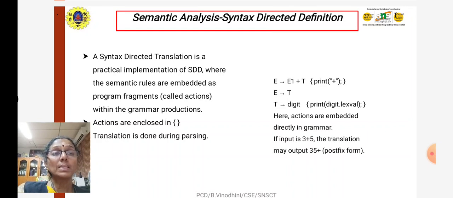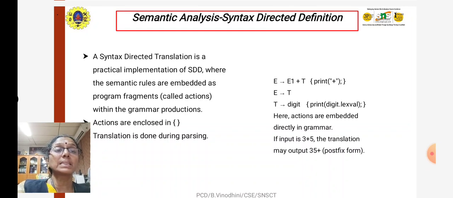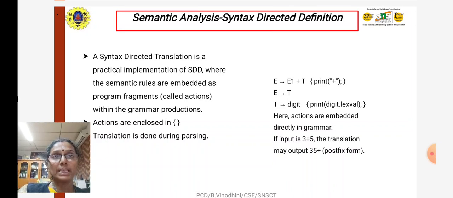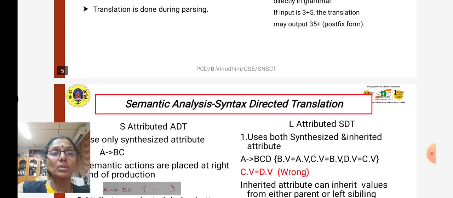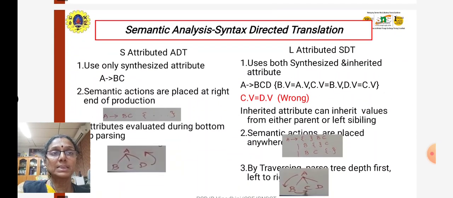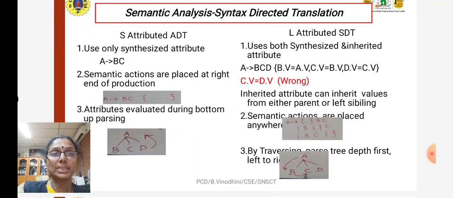Once E plus T is seen, the computation of the addition operator is performed, and that action is mentioned in the syntax directed translation. Then E tends to T, then T tends to digit. Once you see the digit, that digit value is printed and given to T. So actions embedded directly in the grammar are called syntax directed translation. That is the difference between syntax directed definition and translation.